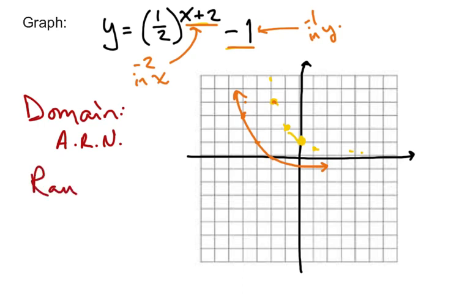But what happens to our range? Well, take a look at that horizontal asymptote. That horizontal asymptote shifted from being at the x-axis to being shifted to the left 2 and down 1. So now our asymptote is right down here at y equals -1. So our range, since the graph stays above that line, is going to be y is greater than, not 0, -1.